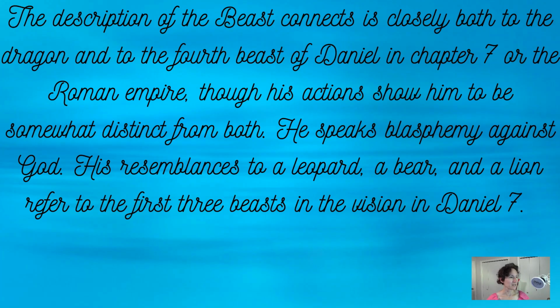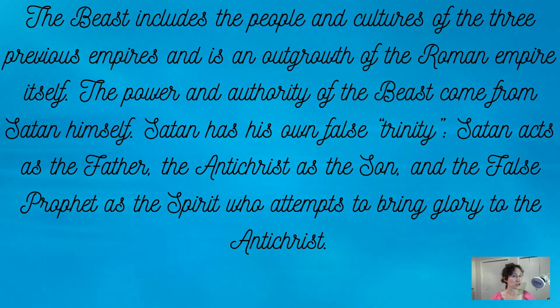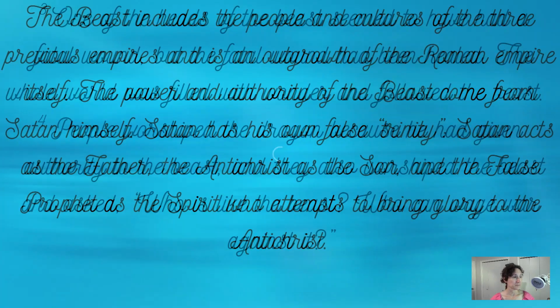He speaks blasphemy against God. His resemblances to a leopard, a bear, and a lion refer to the first 3 beasts in the vision in Daniel chapter 7. The beast includes the people and cultures of the 3 previous empires and is an outgrowth of the Roman Empire itself. The power and authority of the beast come from Satan himself. Satan has his own false trinity. Satan acts as the Father, the Antichrist as the Son, and the false prophet as the Spirit, who attempts to bring glory to the Antichrist.